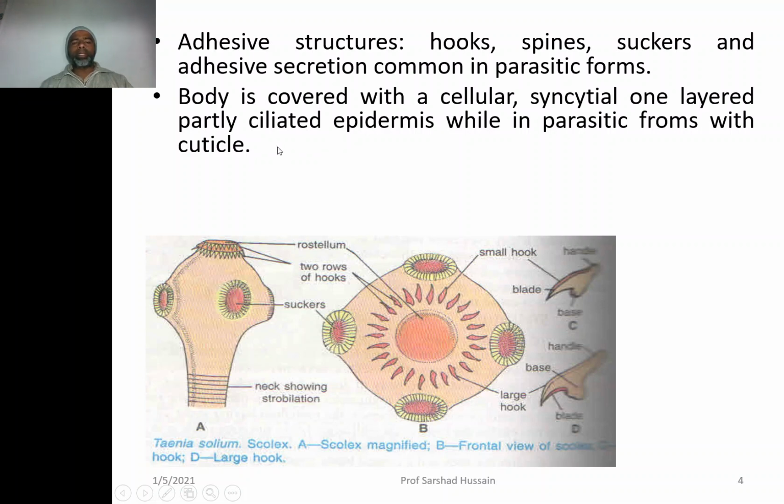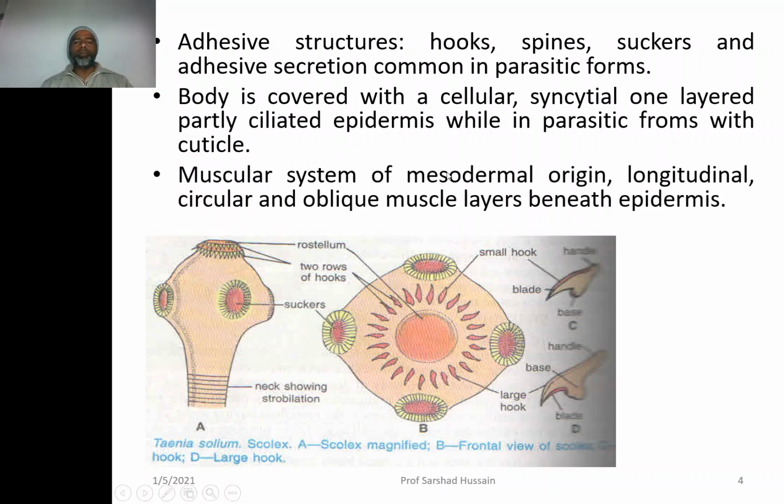Now, the parasites have a cuticle on the outer surface. Why? Because the parasite has to protect its body from the digestive enzymes of the other organism in which the parasite is living. So, for protection, they have a well-defined layer called the cuticle. Otherwise, they have the cellular, syncytial, one-layered, partially ciliated epidermis outside.